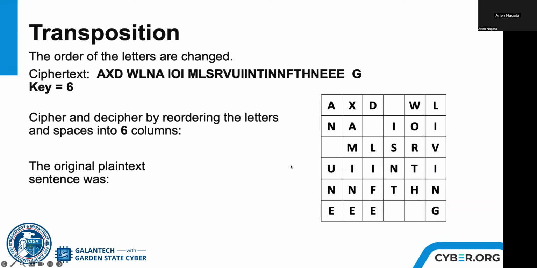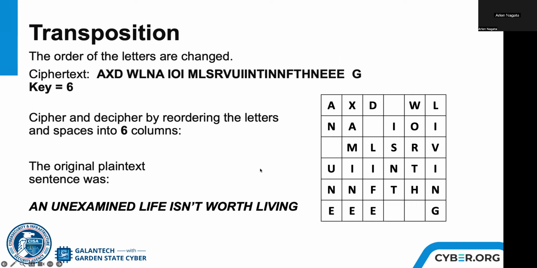Here's a couple more ciphers, at least one more. Transposition cipher. So you just draw a grid and you start writing the letters across, but then you're going to read the message vertically, up and down. Okay, so if you do that, you put in all the letters and start reading vertically, you get this message. An unexamined life isn't worth living. I don't know who said that, but I know it's a famous quote.